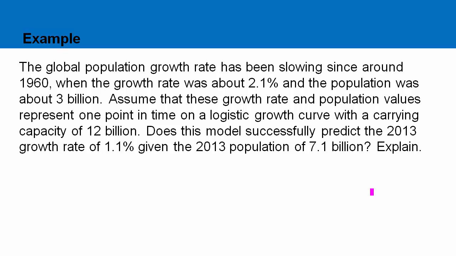Okay, so if we go back to examples with global populations. Back in 1960, when the growth rate was about 2.1%, the population was about 3 billion. If we assume that these growth rate and population values represent one point in time on a logistic growth curve, with a carrying capacity of 12 billion. So we're basically assuming that the Earth can only handle 12 billion humans. We want to know if this model successfully predicts the 2013 growth rate of 1.1% given the 2013 population of 7.1 billion. Basically, we want to see if those numbers would fit a logistic curve.